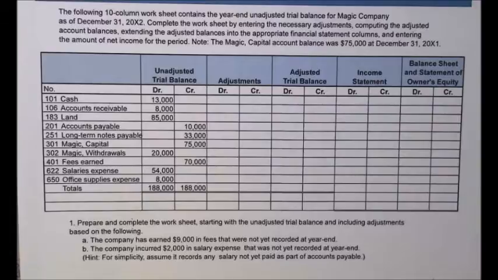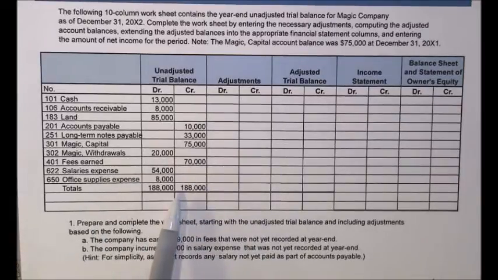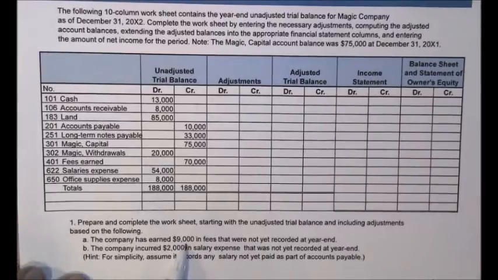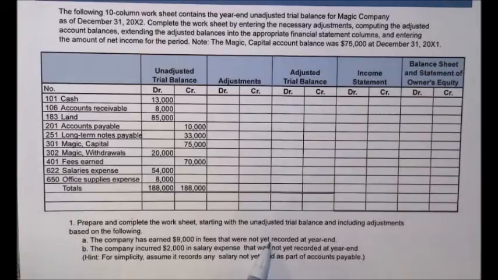Like I said, this fits into the accounting cycle, but we're just looking at the worksheet. We know that we have our trial balance and it balances at the bottom, and now we're going to look at the adjustments from Chapter 3. Down here it tells us the company earned $9,000 in fees that were not yet recorded at year end. So this is an accrued revenue. We need to accrue this revenue because we've earned it, but we haven't recorded it yet. For accrued revenue, we debit accounts receivable because now people owe us money, and we credit fees earned because I've earned that money.